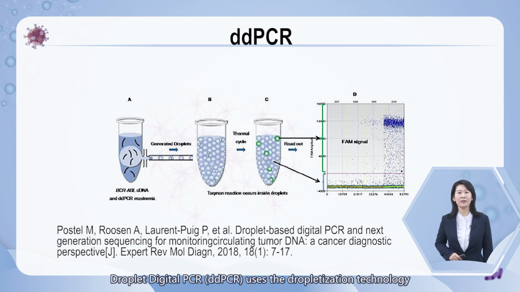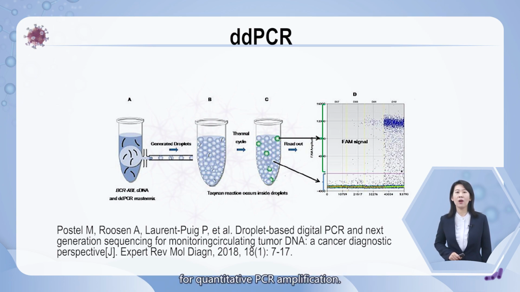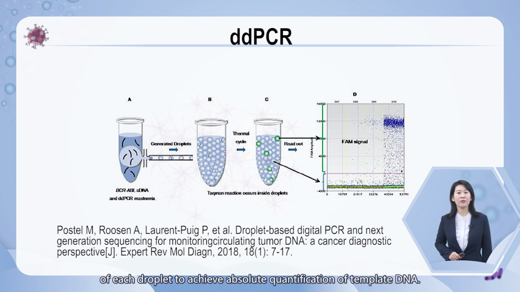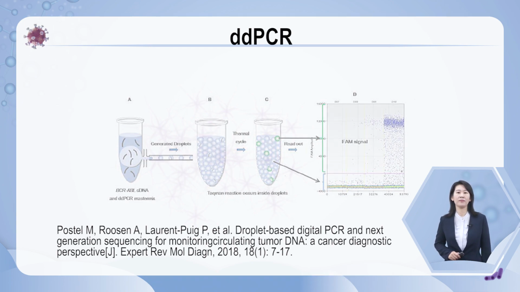Droplet digital PCR, ddPCR, uses droplet technology to divide the reaction system into tens of thousands of droplets for quantitative PCR amplification. After the reaction is completed, the droplet analyzer is used to read the fluorescent signal of each droplet to achieve absolute quantification of template DNA. Its essence is to turn one test of quantitative PCR into tens of thousands of tests.